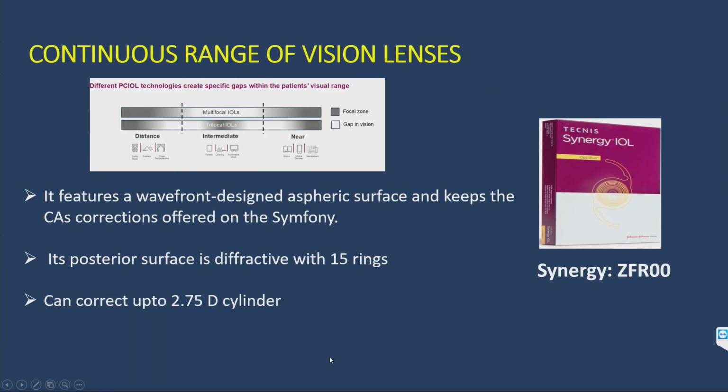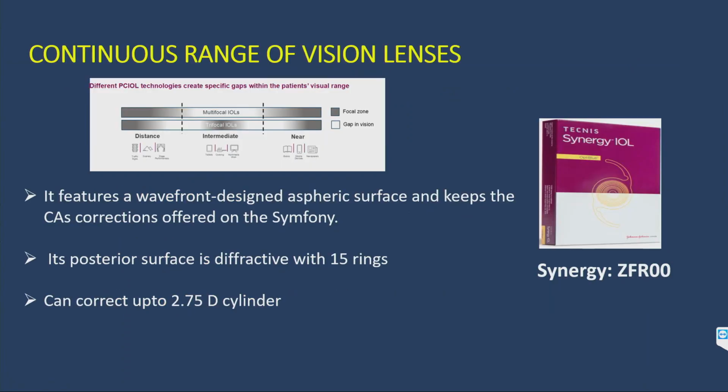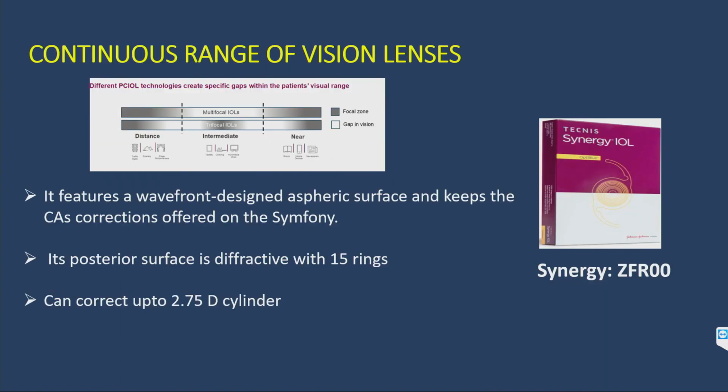Of these, most of these lenses gave near vision in the range of 39 to 42 centimeters. The intermediate vision of most of these lenses was 80 centimeters, but for Panoptix, it was 60. So, they had high light transmittance of about 86 to 88%, so the distant vision was not much compromised.